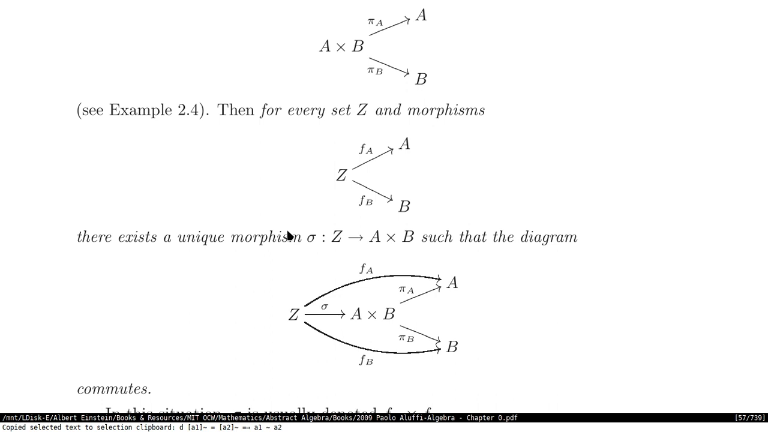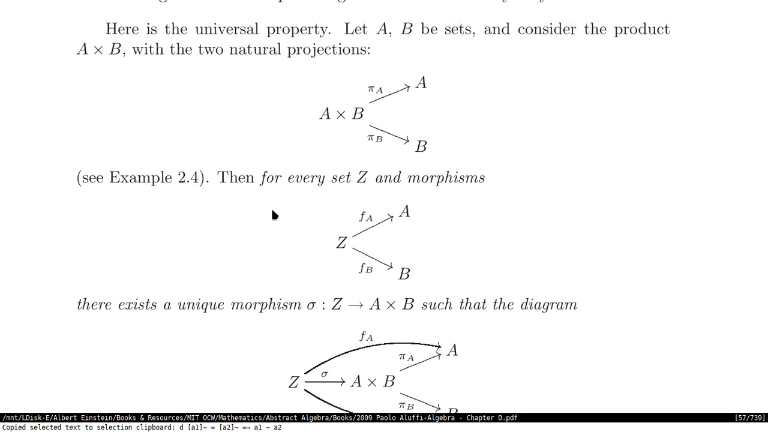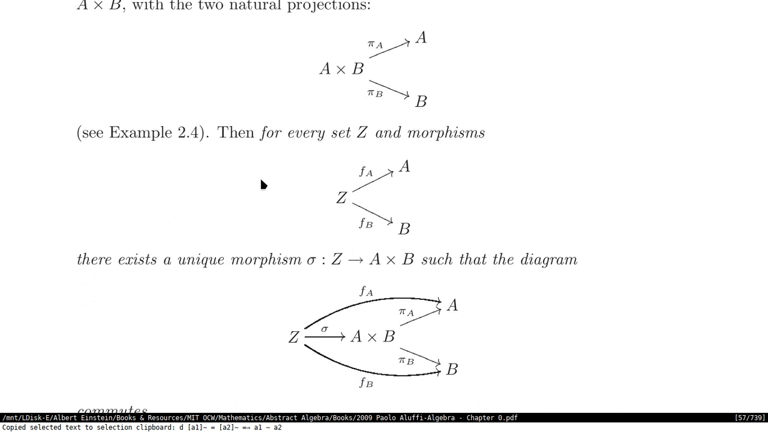Then for every set Z and these morphisms, just like we had before for F1 and F2, you have morphisms from Z, FA going to A and FB going to B. There exists a unique morphism that goes from Z to A cross B, from Z to the product, right?